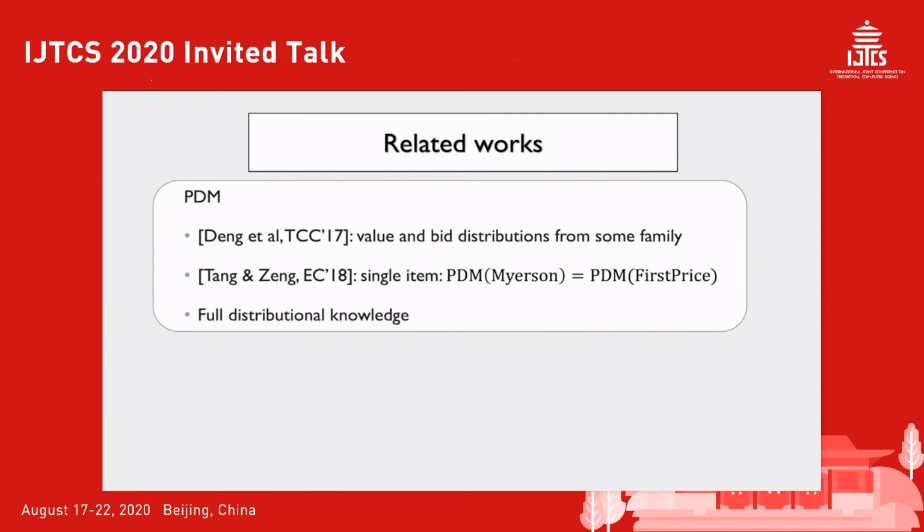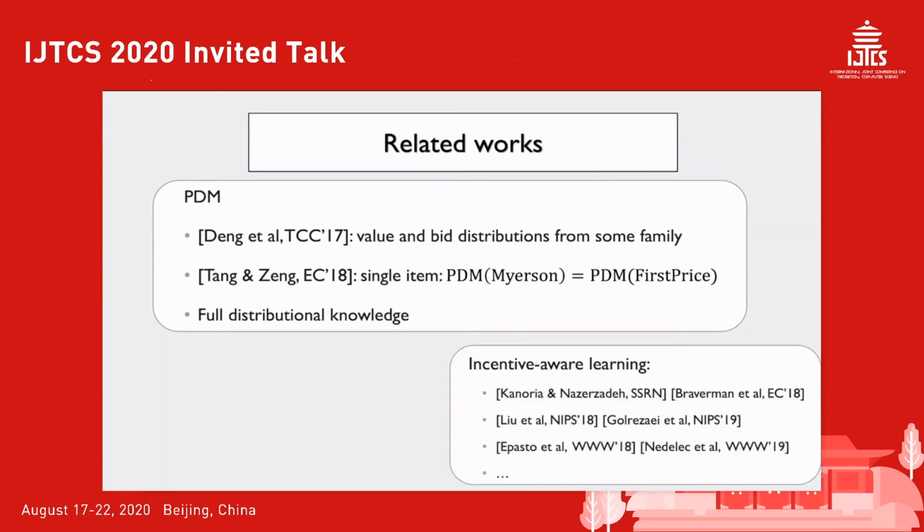The PDM model has an unrealistic assumption, that is the seller knows the full distribution of buyers' bids. There are many works that study incentive-aware learning without this assumption. So the seller is trying to learn buyers' value distribution and the buyers bid strategically in response to that. But the seller cannot observe the full bidding distribution of buyers.